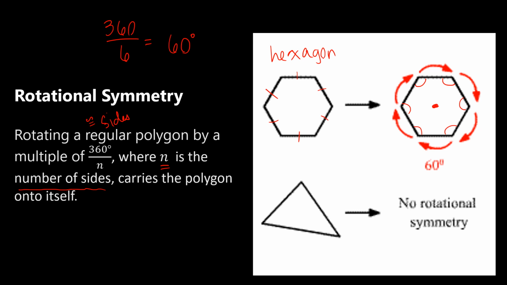So that means the order in which I can rotate this figure onto itself would be 6, because I can turn it 6 times. And the degree that I can turn this in order for it to map onto itself would be 60 degrees. Now, as you can see, this figure right here has no rotational symmetry because first, it's not a regular polygon. The sides are not equal to each other.